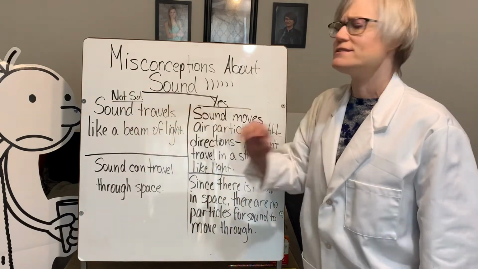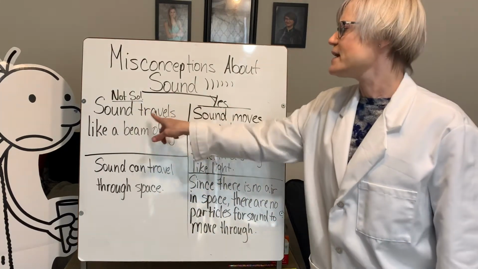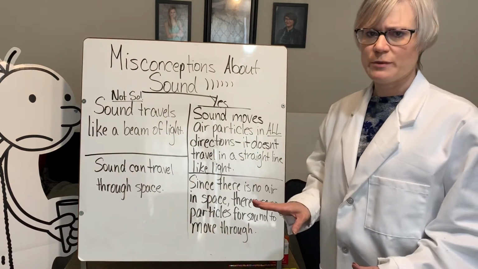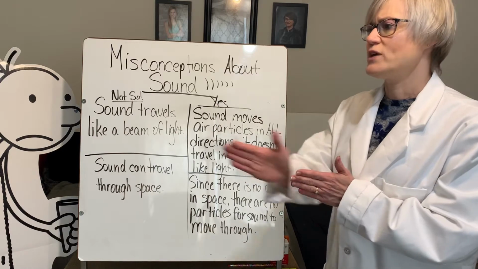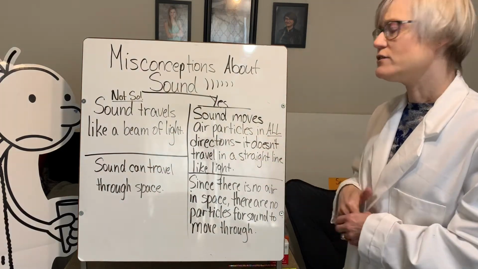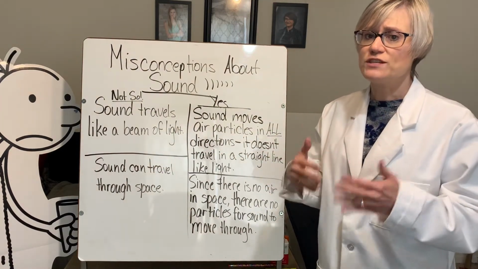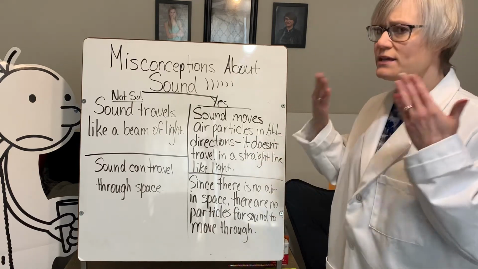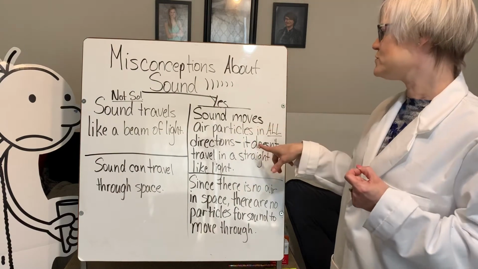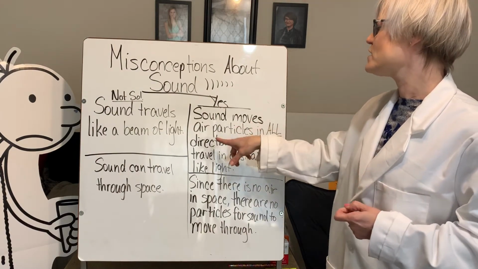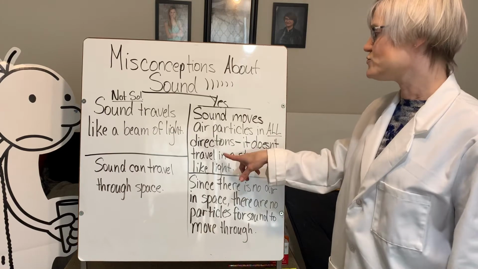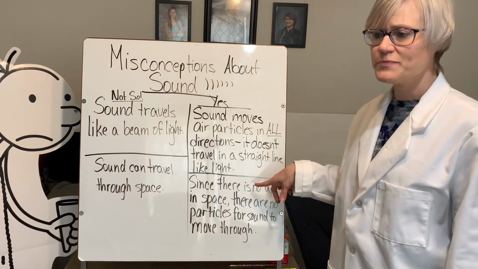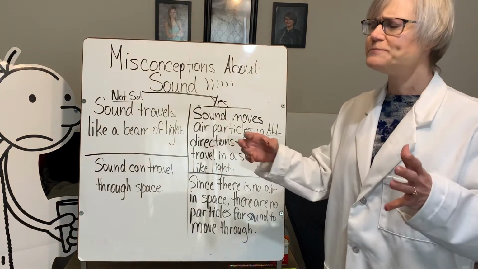So one thing that's not so about sound: sound travels like a beam of light. Sound does not travel like a beam of light. A beam of light travels in a straight line. And we know that the way sound travels is by moving the air particles. It moves particles of the air so that we can hear the sound. So sound moves through air particles in all directions. It doesn't travel in a straight line like light. So it travels in all directions.